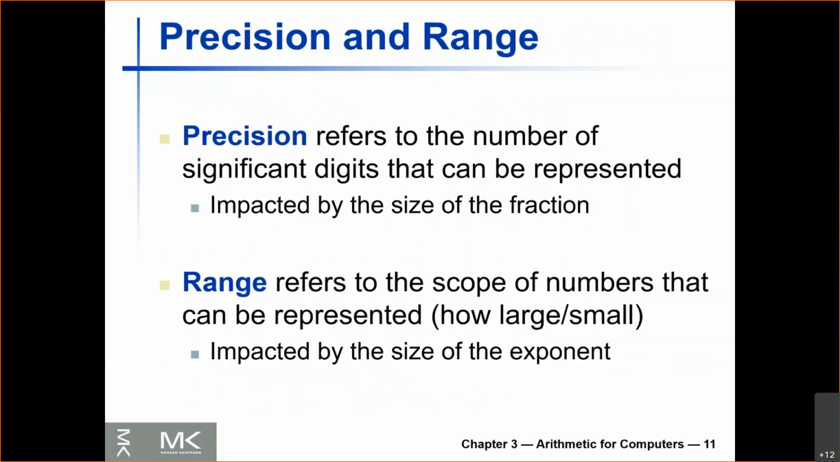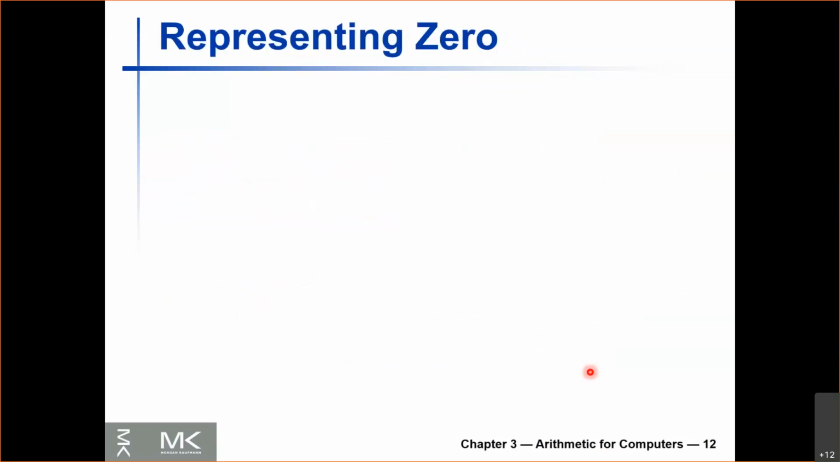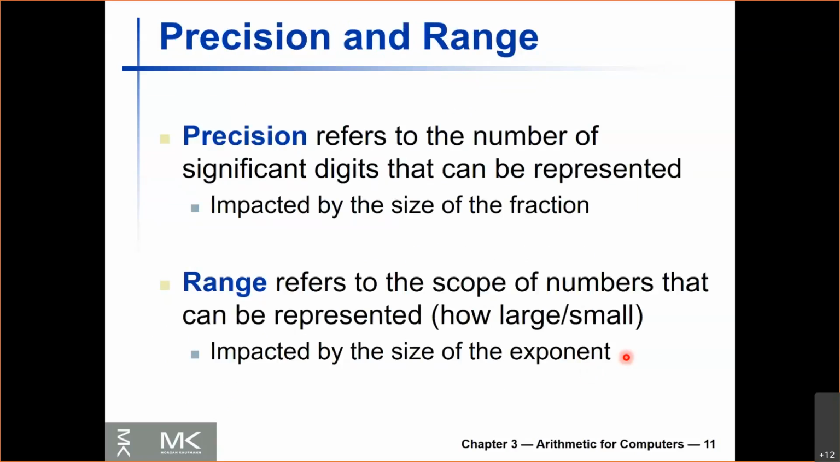We saw how we looked at precision and range for these different representations, and we saw how precision, which is the number of digits that we can represent, is impacted by the size of the fraction, and the range, which is how large and how small the numbers we can represent are, is impacted by the size of the exponent. And that's where we left off. We did some exercises to show what is the precision of single precision and double precision, and what is the range of the single precision and double precision bits. And we left off there.